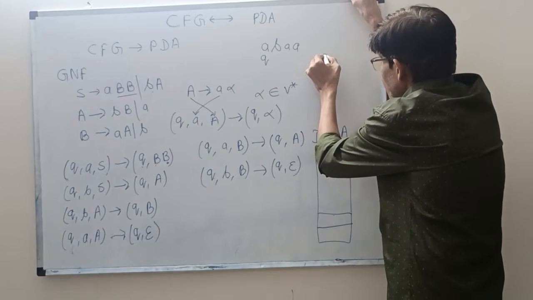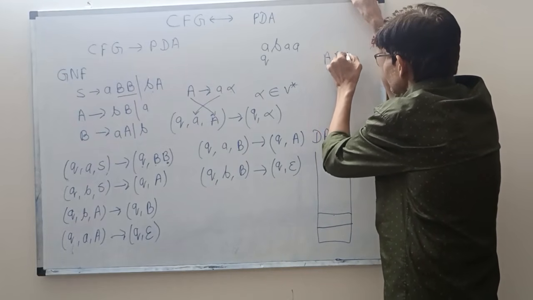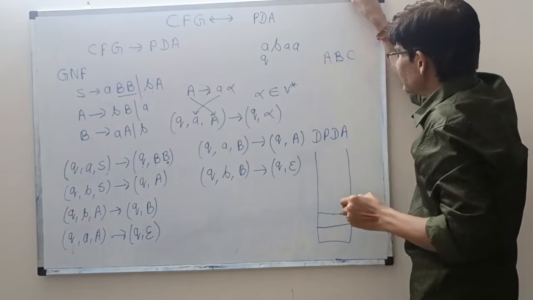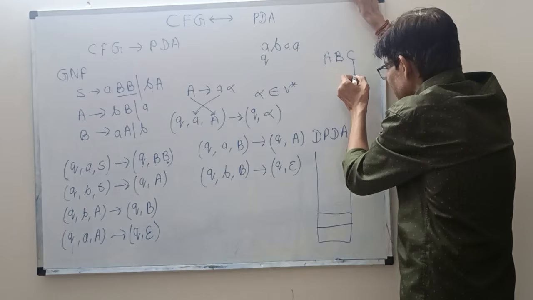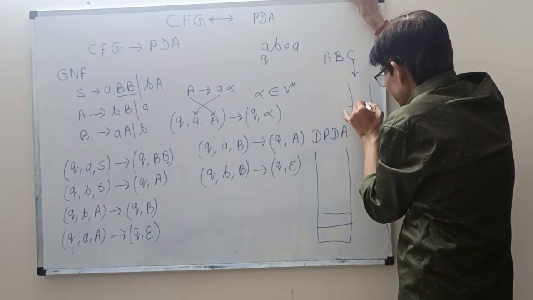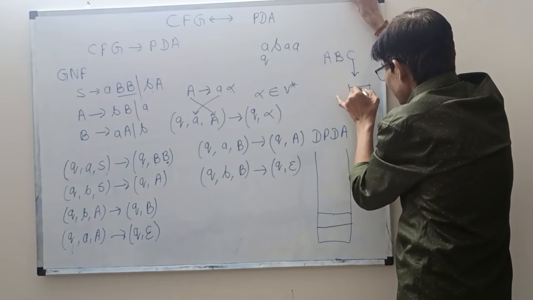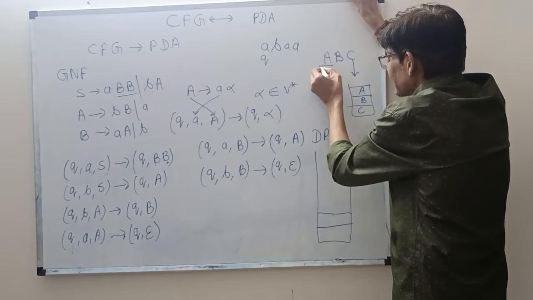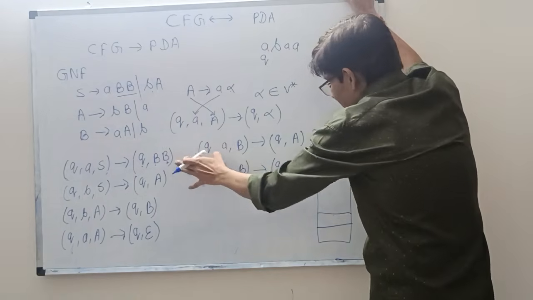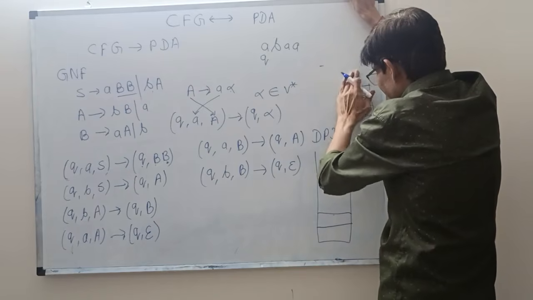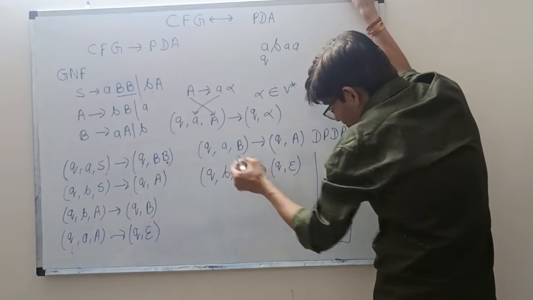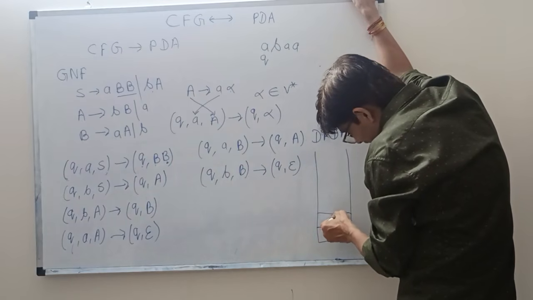Suppose alpha is A B C. So the C would be inserted first, then the stack would be like this: C, then B, then A. So that A would be the current stack top. This is how this string is inserted into the stack. So now here we will push these two B into the stack.